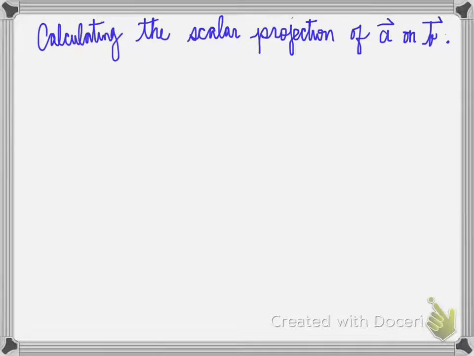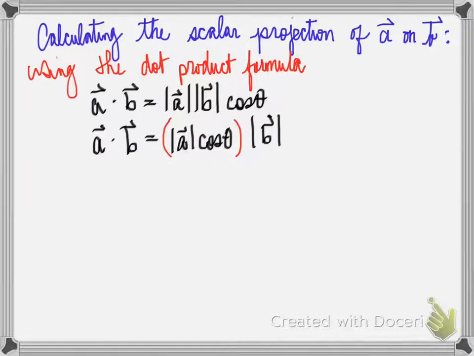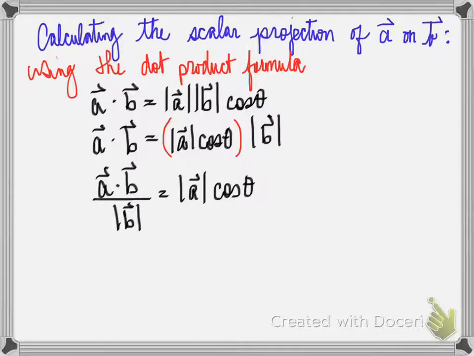Next page. Calculating the scalar projection of A on B, using the dot product formula, we find that A dot B is equal to the magnitude of A times the magnitude of B cos theta. Somewhere in there, you should see ON. Hopefully you found that the magnitude of A times cos theta is your ON. Note the red brackets. So A dot B is equal to ON times the magnitude of B. Isolate for ON, and you find out that ON is equal to A dot B divided by the magnitude of B.